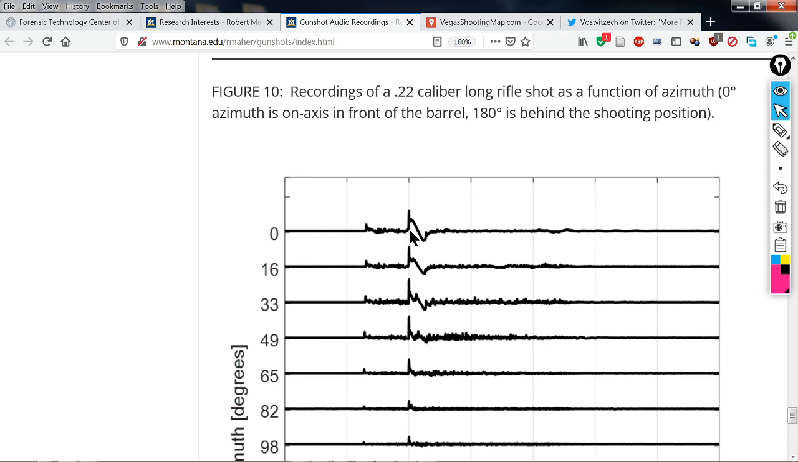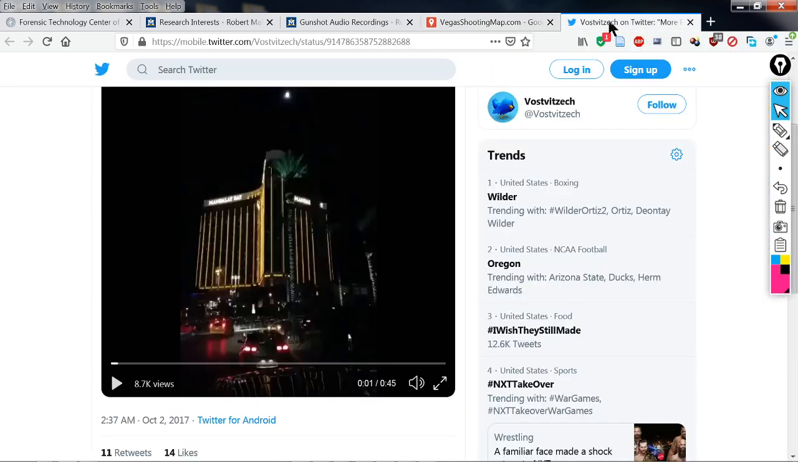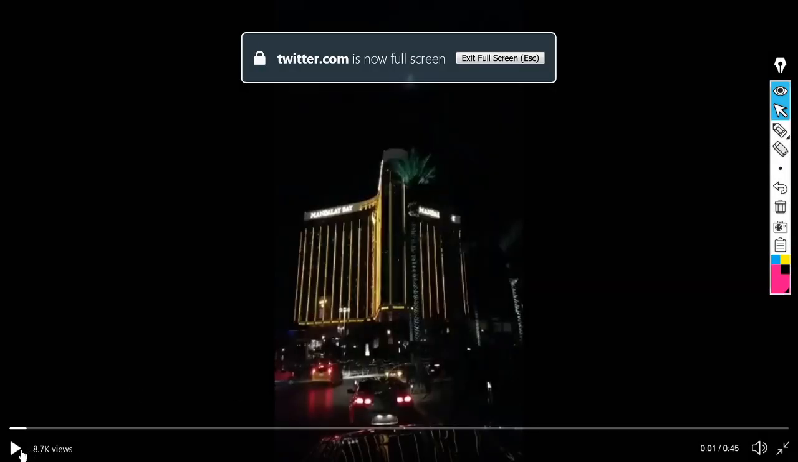Alright, so let's go talk about two real examples from the Vegas shooting. In this case, the first one I'm going to show you is over here in the parking lot of the Luxor Hotel, and it captures volley 9, and it's the Vostovich where they're speaking. I think it's Israeli or Hebrew or whatever, and so this is the recording. Let's just play a little bit of it.